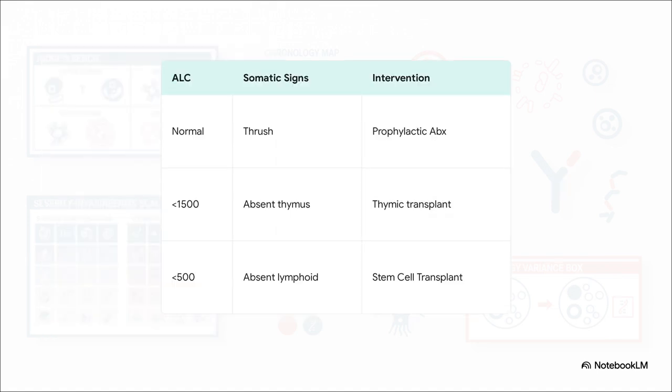So how do we manage this depletion? It's all about the severity invasiveness scale. Notice how the absolute lymphocyte count aligns directly with your intervention urgency. If counts are normal, say over 1,500, but the patient has issues like recurrent thrush, you might just track quantitative IGs and run prophylactic antibiotics. But as that count drops below 1,500, especially if you start seeing somatic signs like hypocalcemic tetany or an absent thymic shadow, your urgency escalates to interventions like a thymic transplant. And if that count is critical, meaning under 500, with absent lymphoid tissue, you are instantly in immediate stem cell transplant territory. No waiting around.